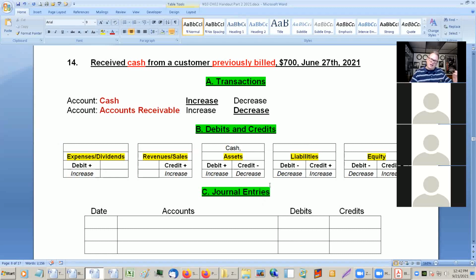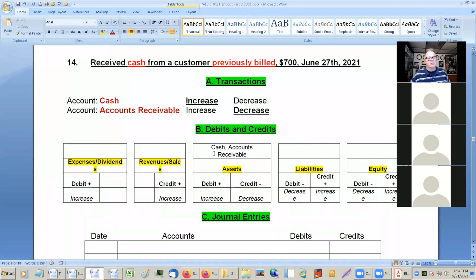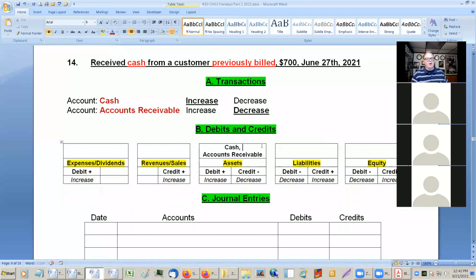Accounts receivable is when somebody owes us. And the reason we count it as an asset is because we're going to get cash for it, which is what we did just right here. Now, accounts payable would be a liability. So accounts receivable, I'm going to bold that. Okay, so these are the two accounts. They're both assets.